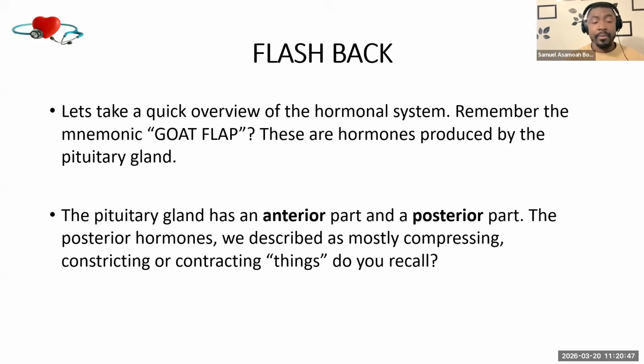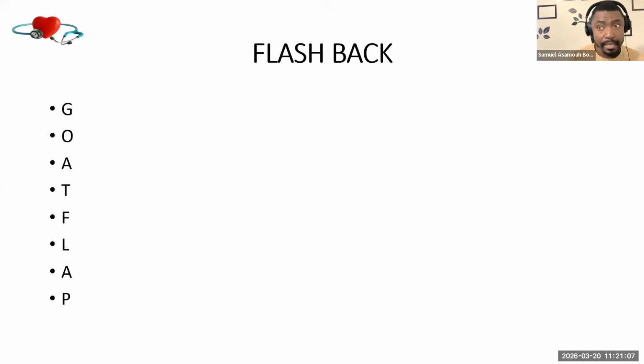Now, the pituitary gland is a gland in the brain, we call it the hypophysis, beneath the hypothalamic part of the brain. It has a front part, and it has a hind or back part called posterior. So an anterior part and a posterior part. So we use this acronym GOAT FLAP to learn them.